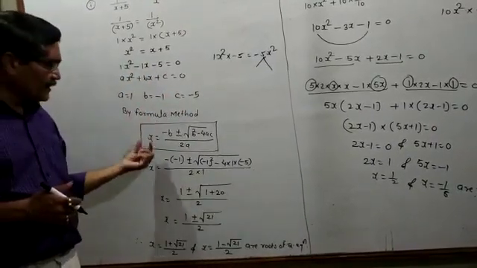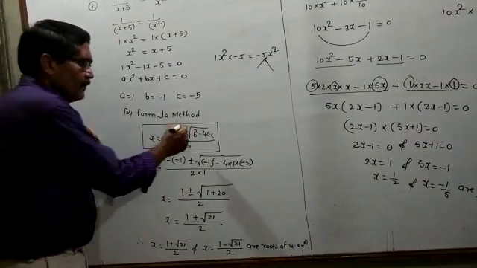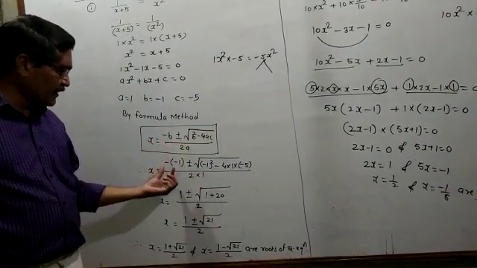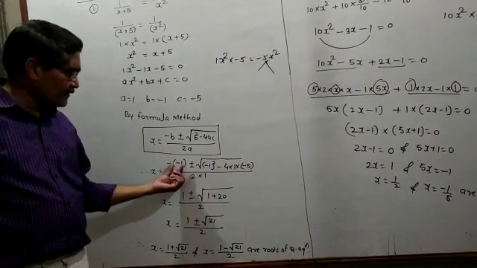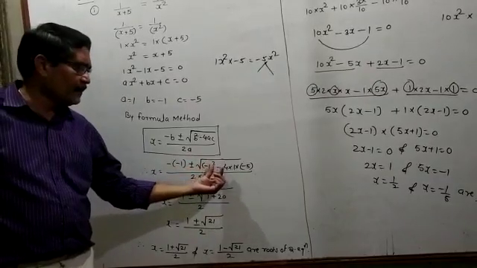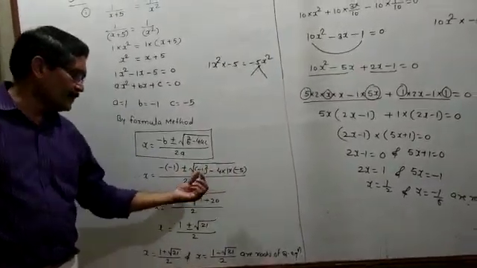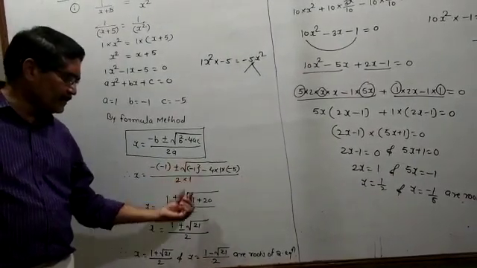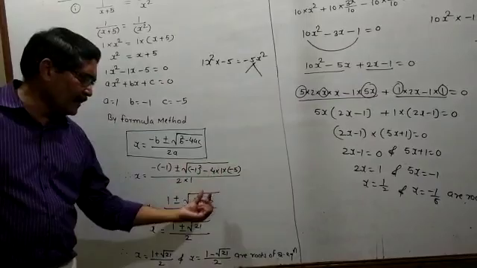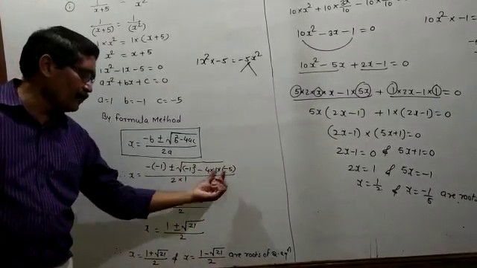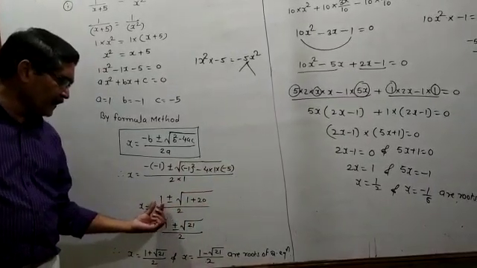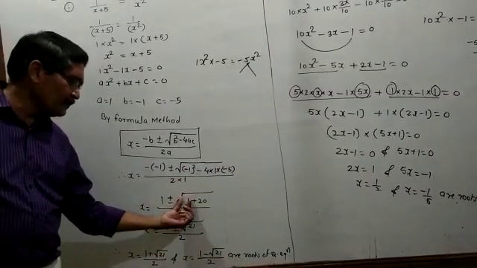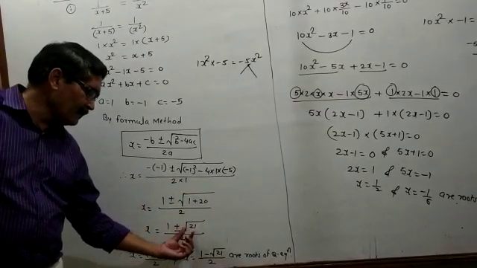Then by the formula method, x is equal to minus b plus or minus square root of b square minus 4ac, upon 2a. Then you have to put the values of a, b, c in the given equation. At that time, minus of minus 1 plus or minus square root of 1 square minus 4 multiplied by 1 multiplied by minus 5. Then minus multiplied by minus is equal to plus, plus or minus as it is. Minus square is always plus. 4 1s are 4, 4 5s are 20. And this 1 as it is, plus or minus as it is. This 2 1s are 2. This 1 plus 20 is equal to 21.